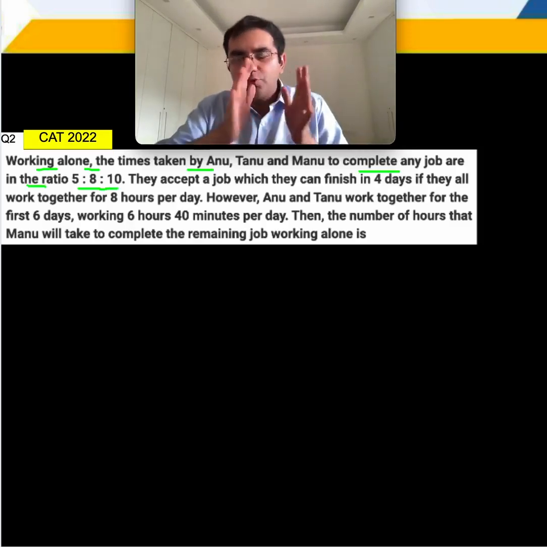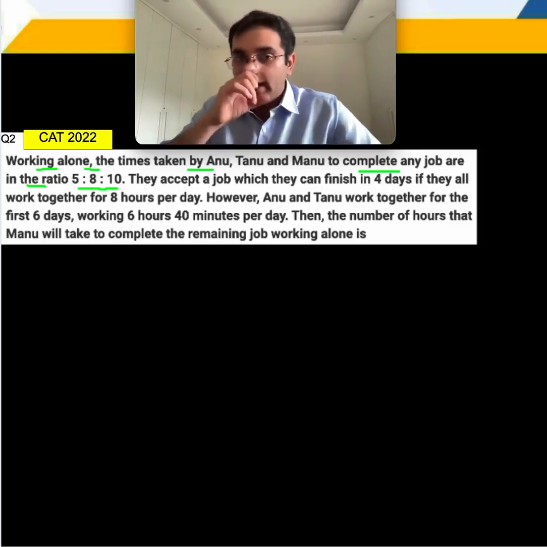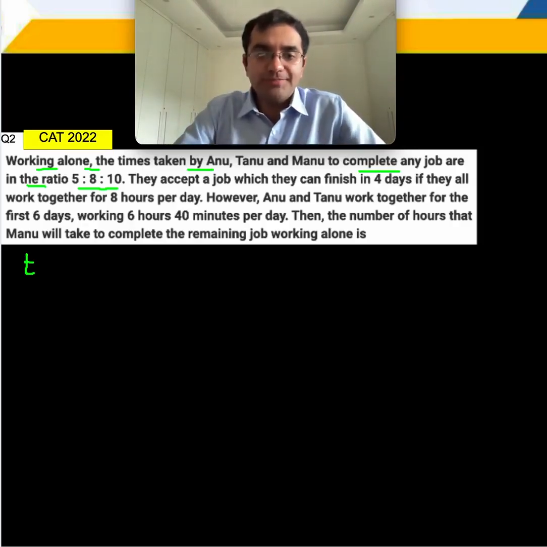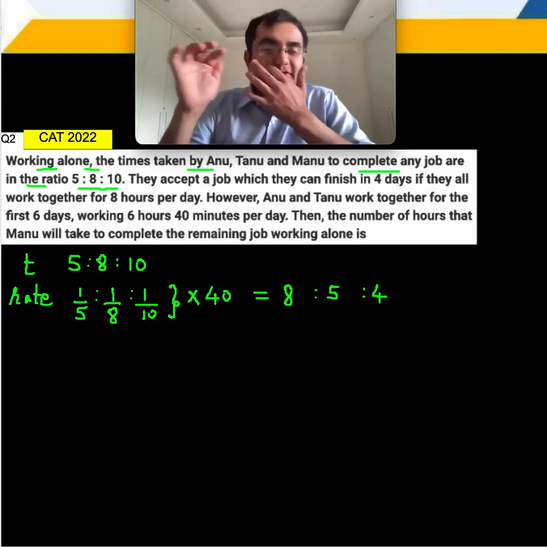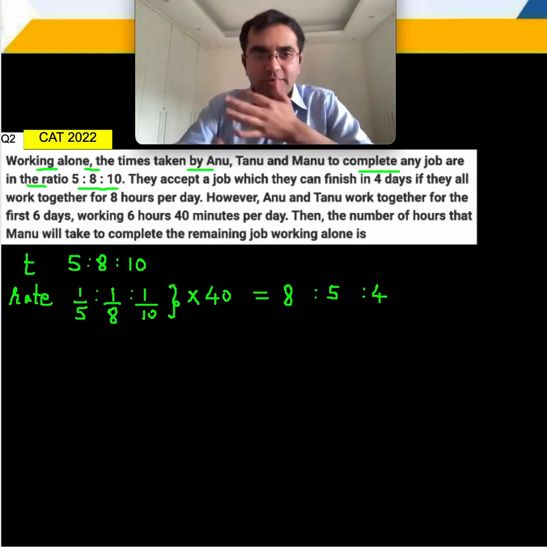We know that to do a particular work, time is inversely proportional to rate. Ratio of time is 5:8:10. So rate उल्टा हो जाएगा, 1/5:1/8:1/10 हो जाएगा. ठीक है. Now let us multiply this by the LCM of 5, 8, 10, that's 40. Multiply by 40, you get 40 upon 5 is 8, 40 upon 8 is 5, and 40 upon 10 is 4. ये हो गया रेशियो ऑफ द एफिशिएंसीज और द रेट्स, एंड दैट्स व्हाट आई वांटेड.